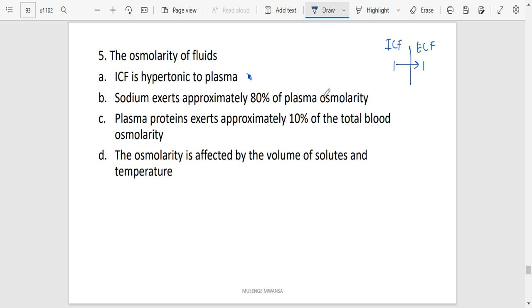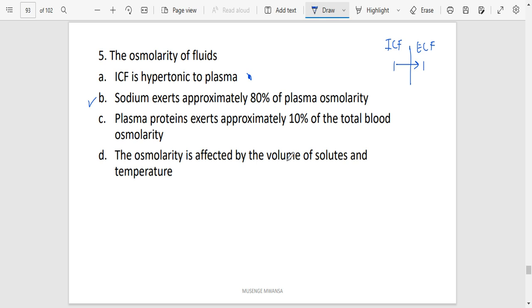Sodium exerts approximately 80% of plasma osmolarity. Actually, sodium is the one which makes up the highest concentration of plasma osmolarity, even up to 90%. So I'm going to take this one. Plasma proteins exert approximately 10% of the total blood volume. Well, I'm not sure about that one, so I'm going to leave it out.